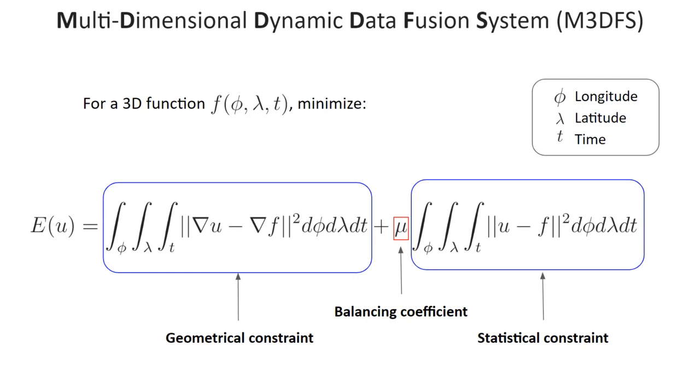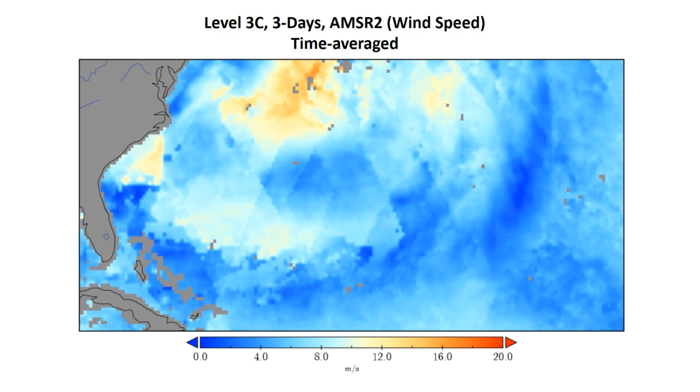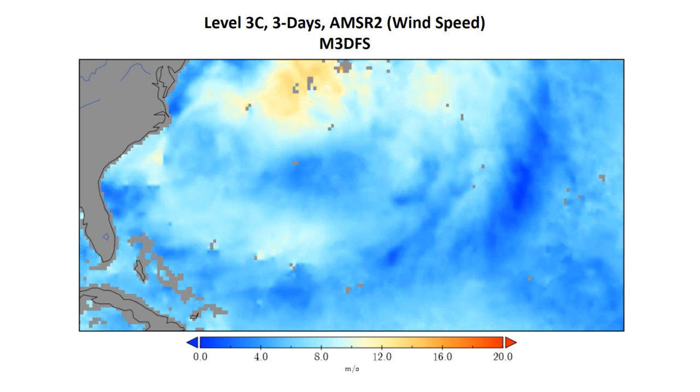So what the M3DFS does is that it allows us to go from something that looks like this to something that looks like this without interfering with the statistical characteristics of the data at both global and regional scales.